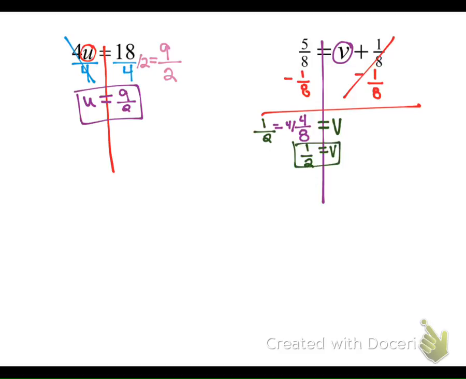So make sure, like you said, this work here you don't have to show, but make sure you show everything else. All right. Any questions?